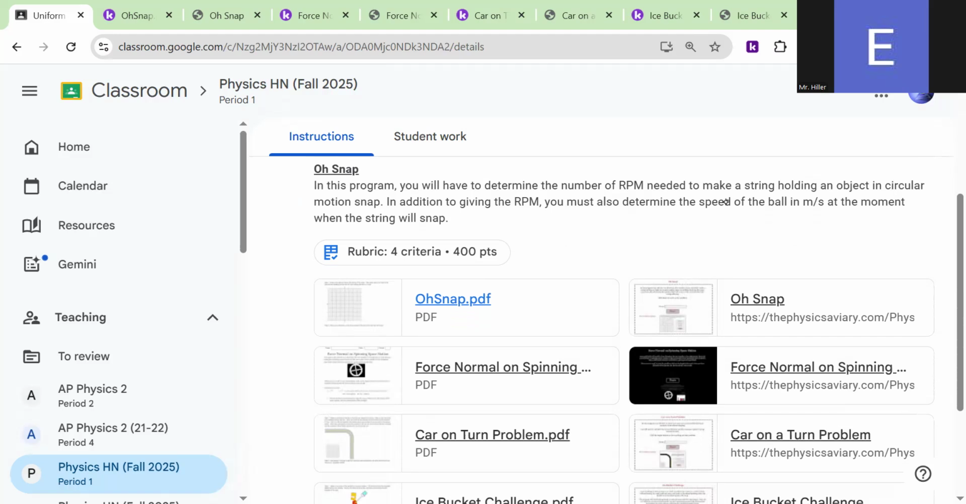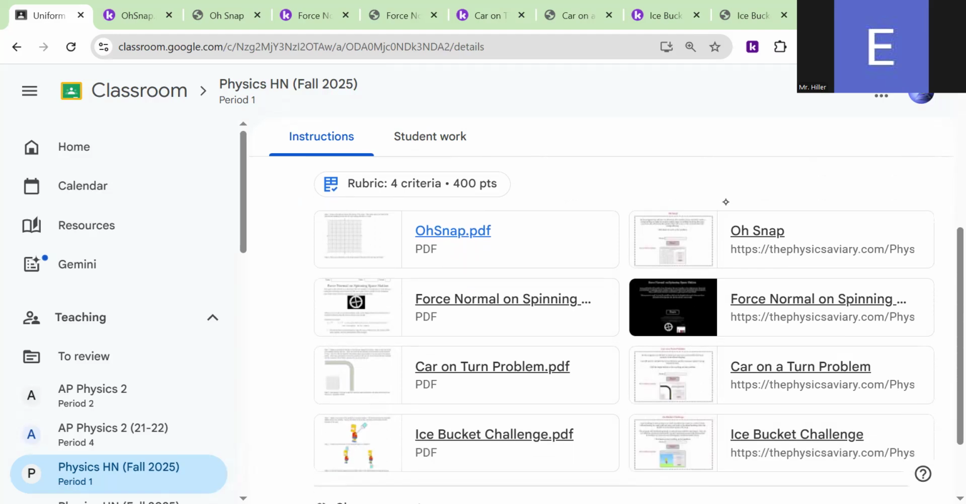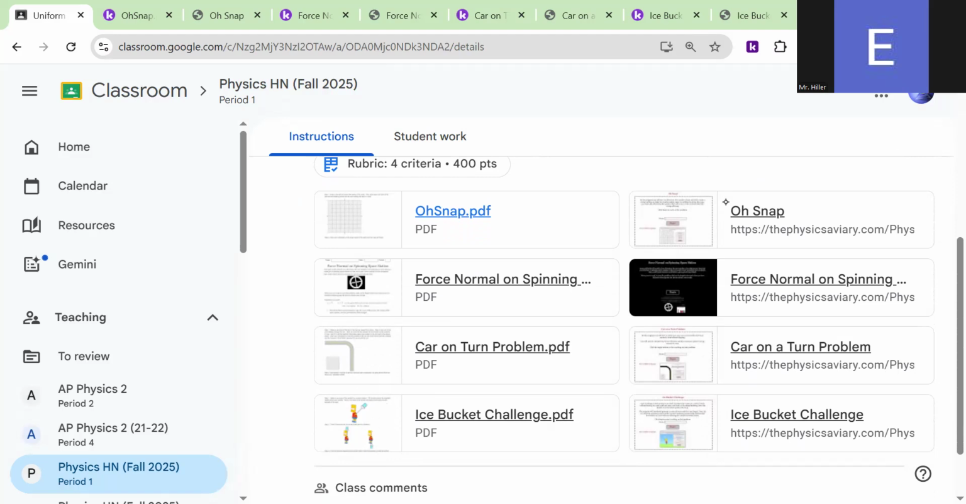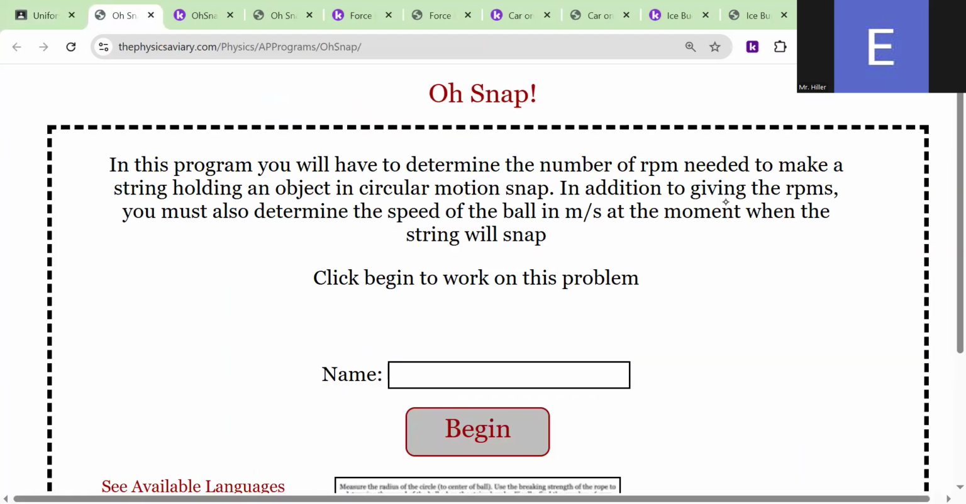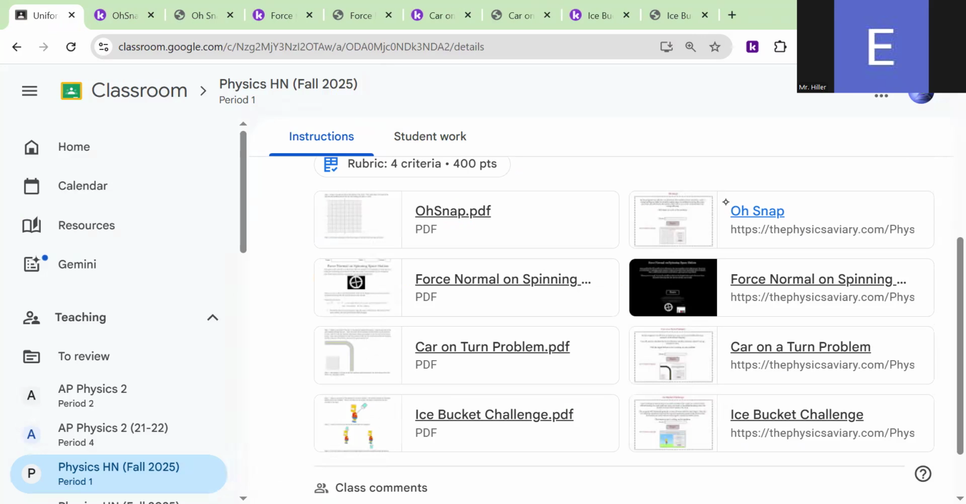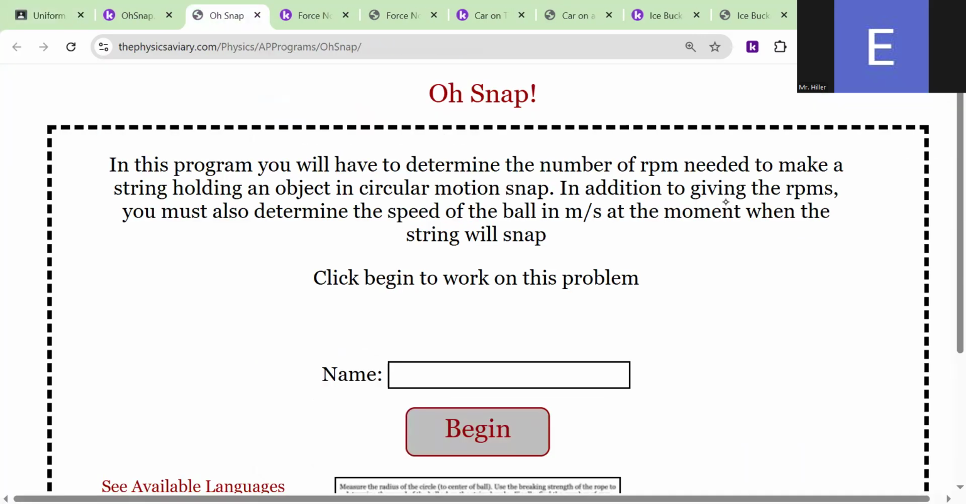The first question, number one, is called Oh Snap. Oh Snap is a question in which a string will snap at a certain point, and we have to determine the number of RPMs, that's revolutions per minute, to make a string holding an object in circular motion snap. In addition to giving the RPMs, you must also determine the speed of the ball in meters per second at the moment when the string will snap.